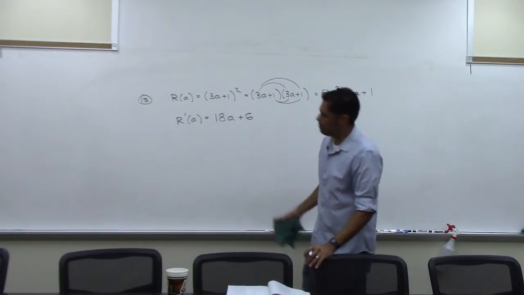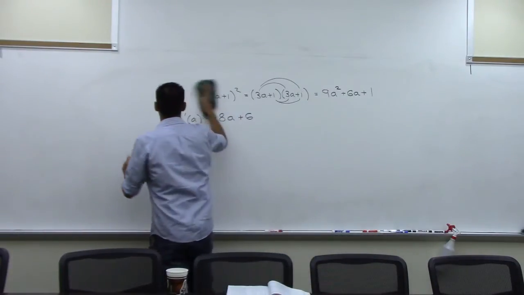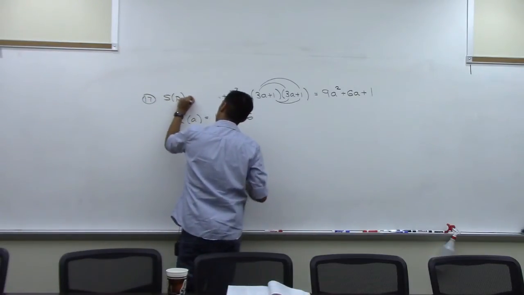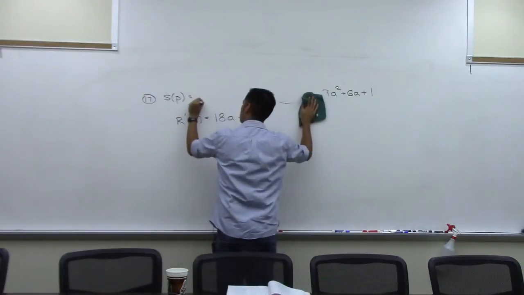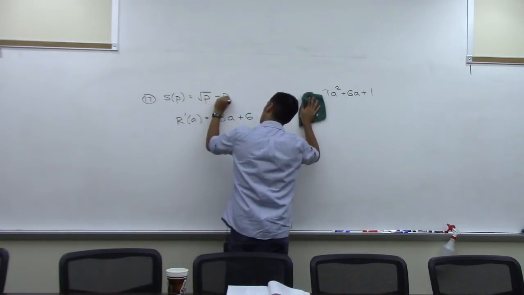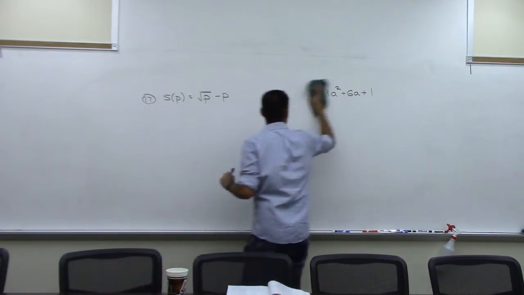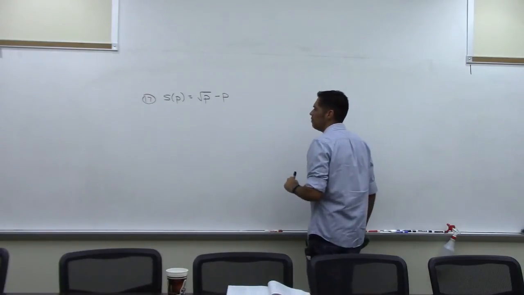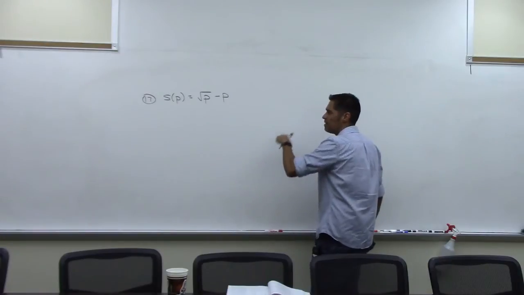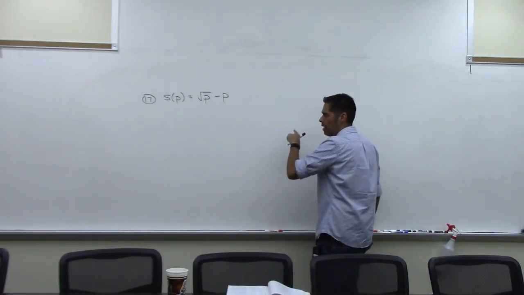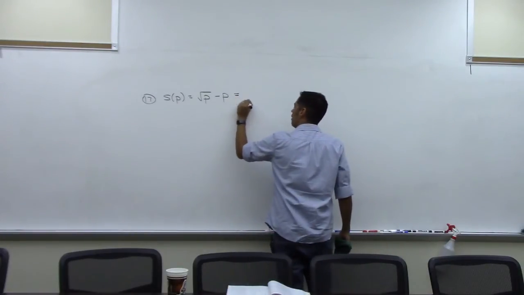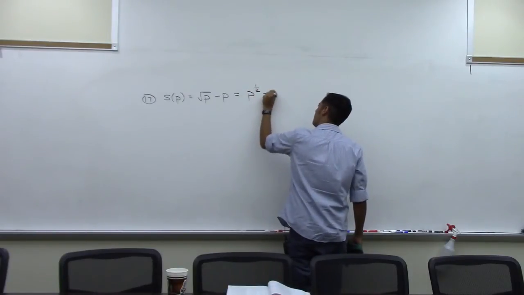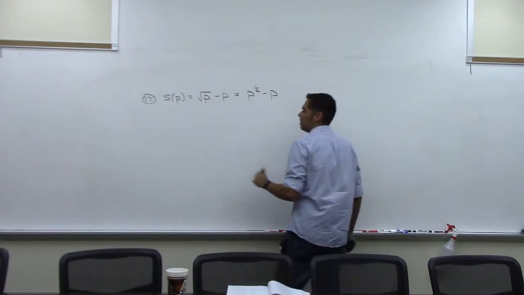17, root p minus p. S of p equals root p minus p. All right, well that's 2 terms. I can take derivative of each one. But the rule that we're working with, this power rule, says x to the n, or like our variable to the n power. So I'm going to first convert that root p to p to the 1/2 minus p, like that. Then I'll take the derivative.